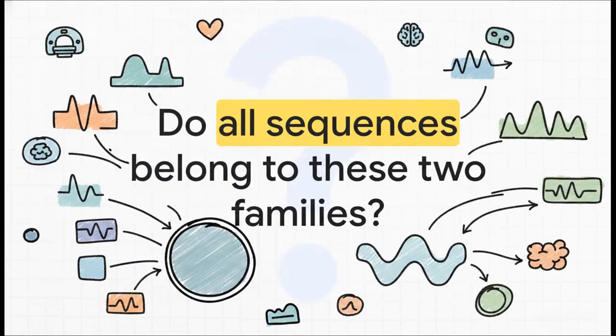Now, a question I hear all the time is, wait, do all the dozens of crazy sequence acronyms on the scanner actually belong to these two families? And honestly, yes. Almost every sequence you run, whether it's a fast spin echo or a rapid BSSFP cardiac scan, is fundamentally just a derivative built on top of these two parent families.